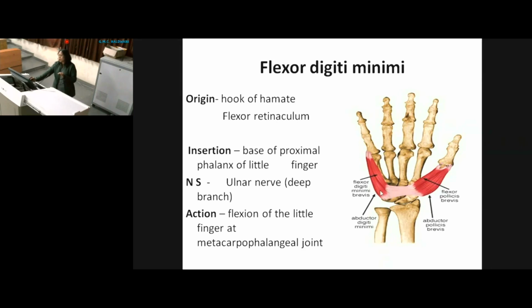flexor retinaculum. Nerve supply same होगा, ulnar nerve, medial side की है. Action is same. The name is flexor digiti minimi, that means it helps in the flexion of the little finger.